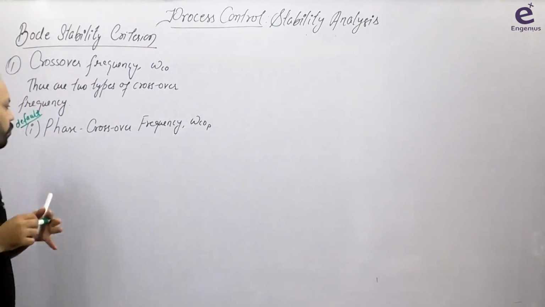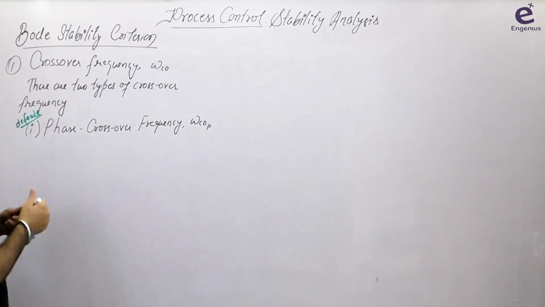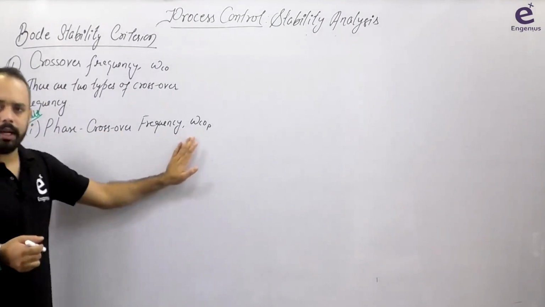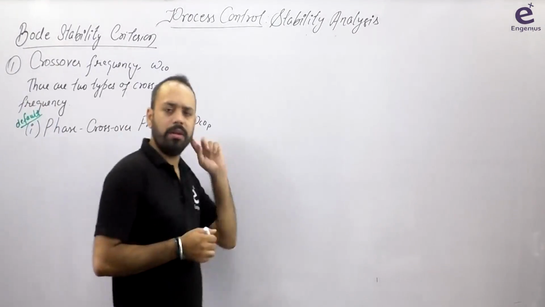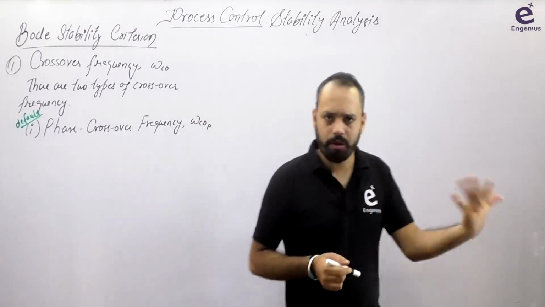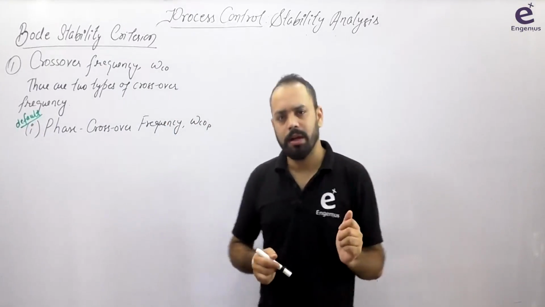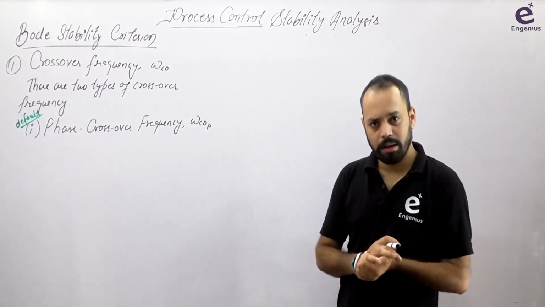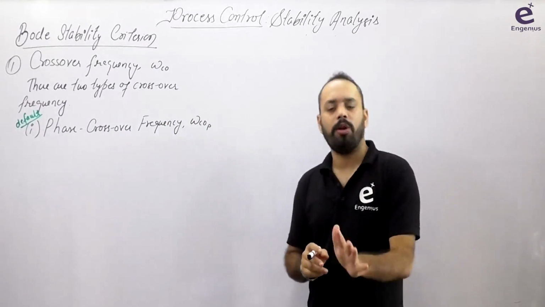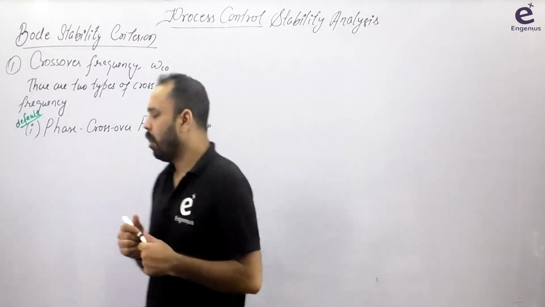Now, what is phase crossover frequency? Of course, it is some value of omega. What is omega? Omega is radian frequency, radian per unit time. So a particular value of omega is called phase crossover. So it is the value of some omega, but which omega? Let's talk about that.